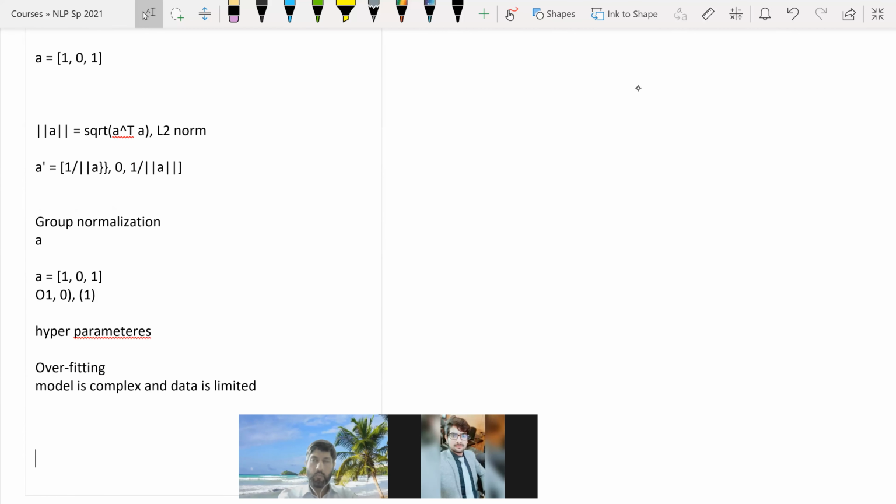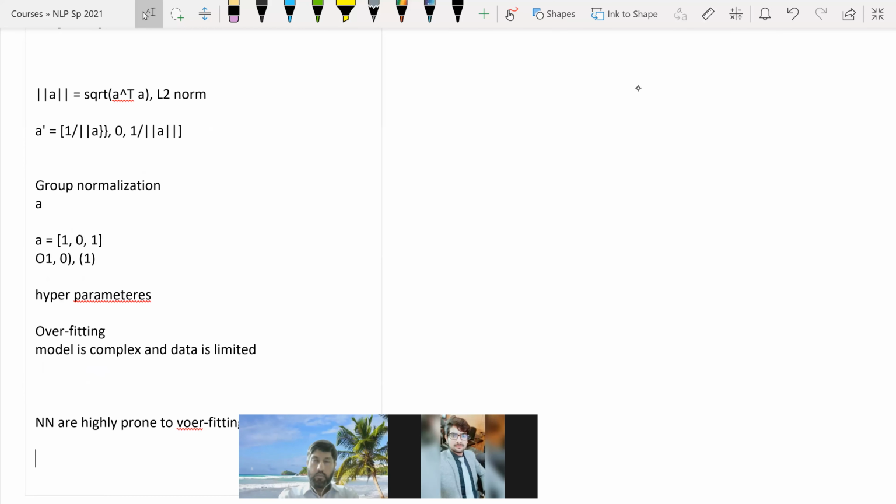So the summary here is neural networks are highly prone to overfitting. Why? Because those models are very complex. They have tons of parameters, so they are likely to overfit. So how do you manage or control this? We have a number of approaches. The first one is your standard regularization approaches.